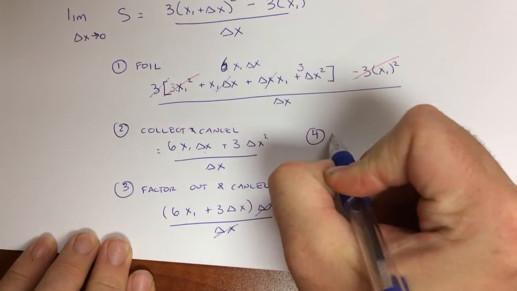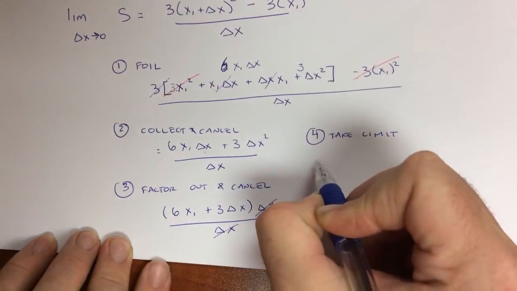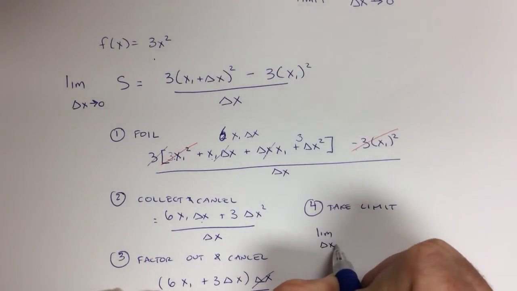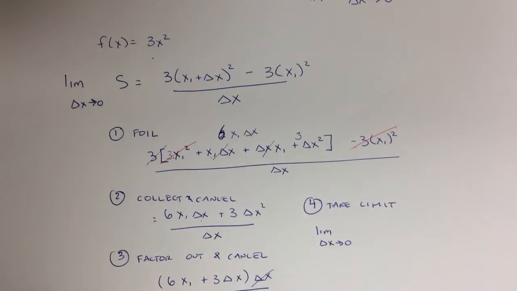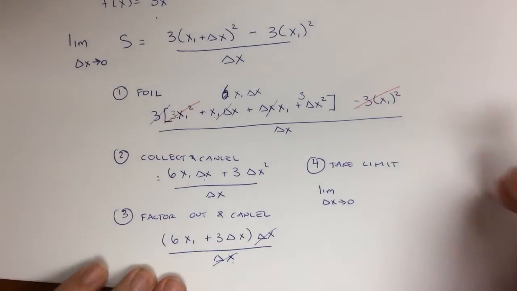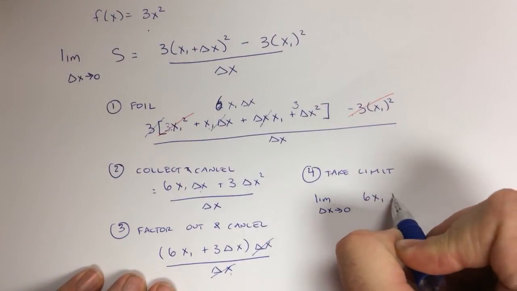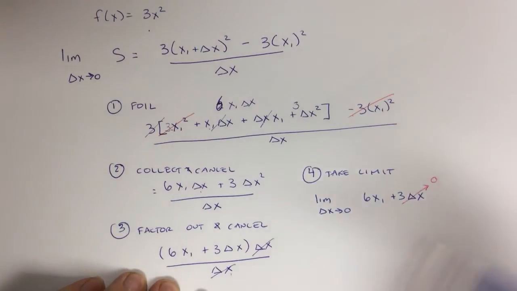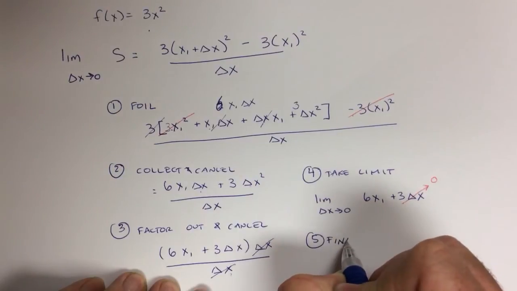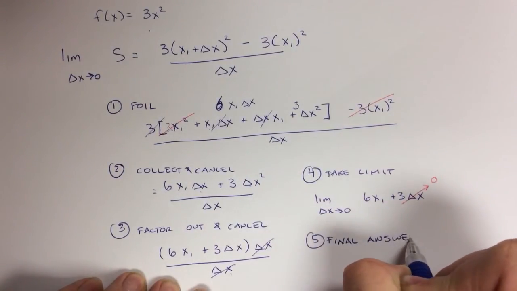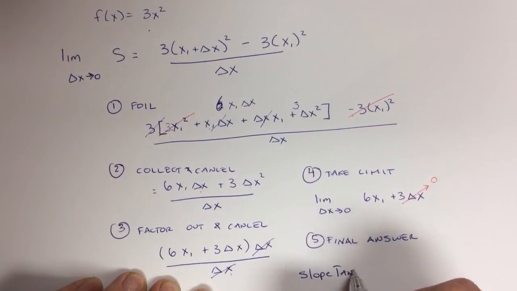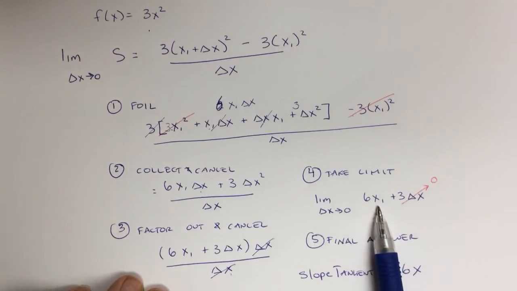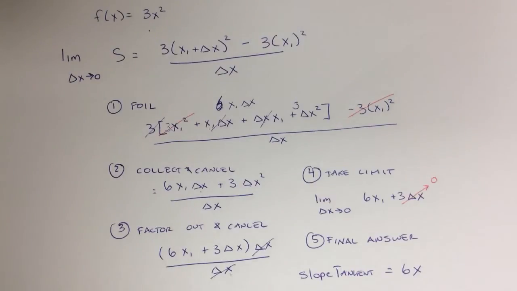So step 4, take the limit. Remember, our limit is when delta x goes to 0. So everywhere we see a delta x, we can put in 0. It's not in the denominator, so it's not going to ruin Back to the Future. So now we'll get 6 x1 plus 3 delta x. Well, delta x goes to 0, so now we're left with step 5, which is our final answer. And that is the slope of the tangent is equal to 6x. Now we had 6 x1, but we didn't tell you what x1 is, so it could be any x. So the slope of the tangent line is 6x.